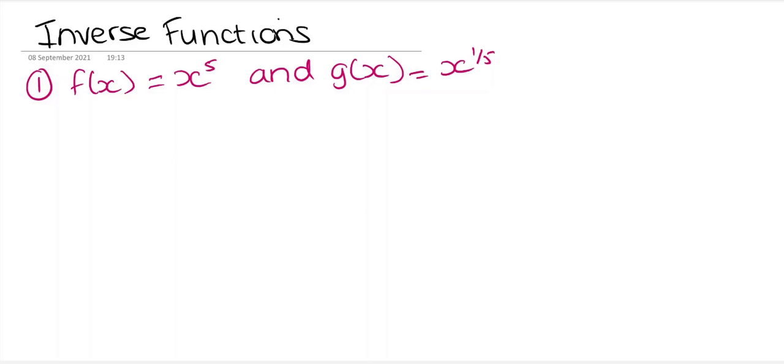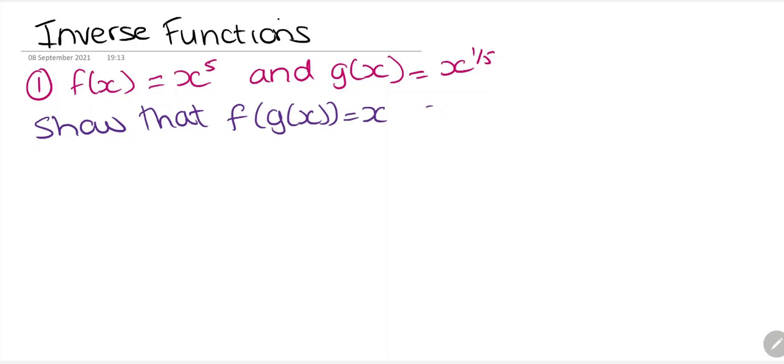So we're looking at inverse functions. Our first question: the function f of x, x to the power 5, and the function g of x, which is x to the 5th. Are they inverse functions? To show that they are, we need to show that the composite function f of g of x is equal to x, and g of f of x is also equal to x.